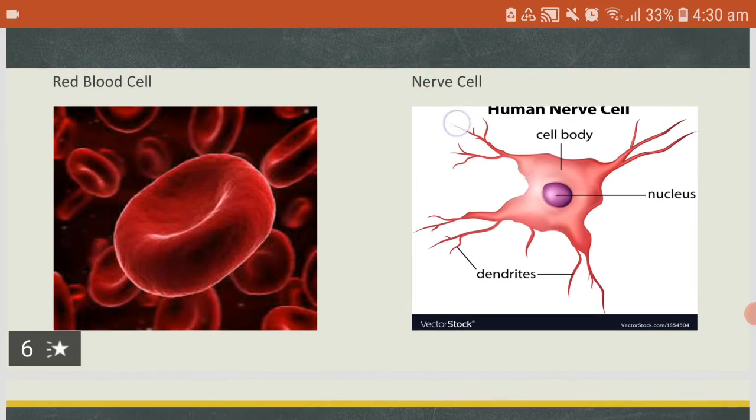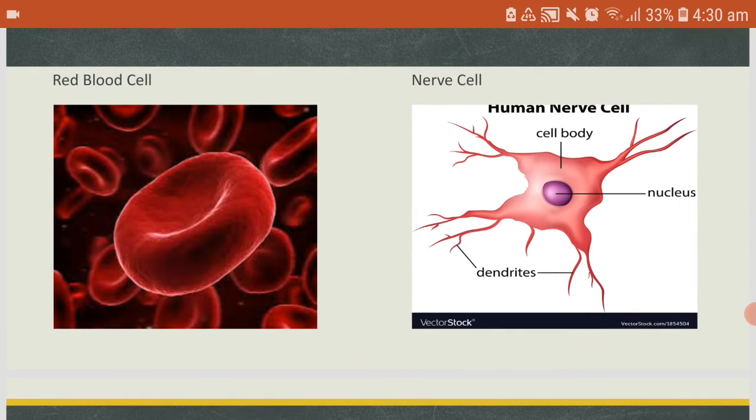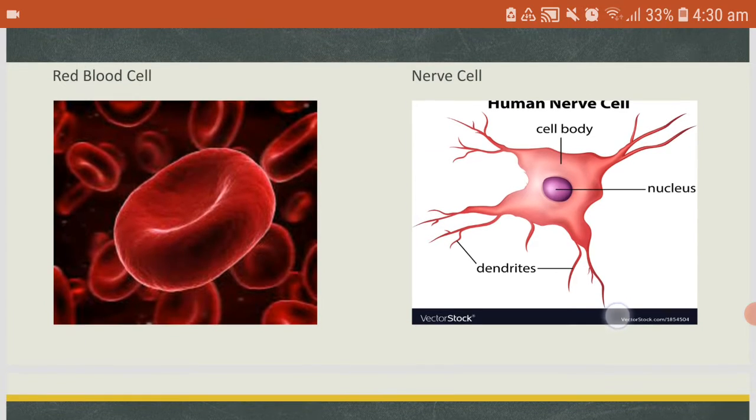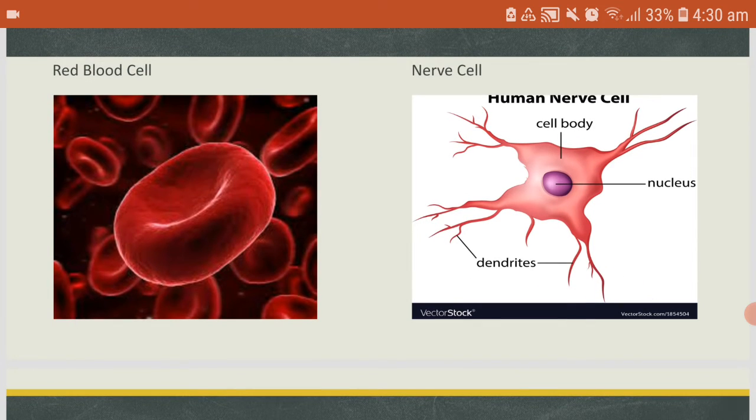Then we have the nerve cell. It looks kind of like a starfish, and it is a part of our nervous system. It is present in our brain, our spinal cord, and our nerves.